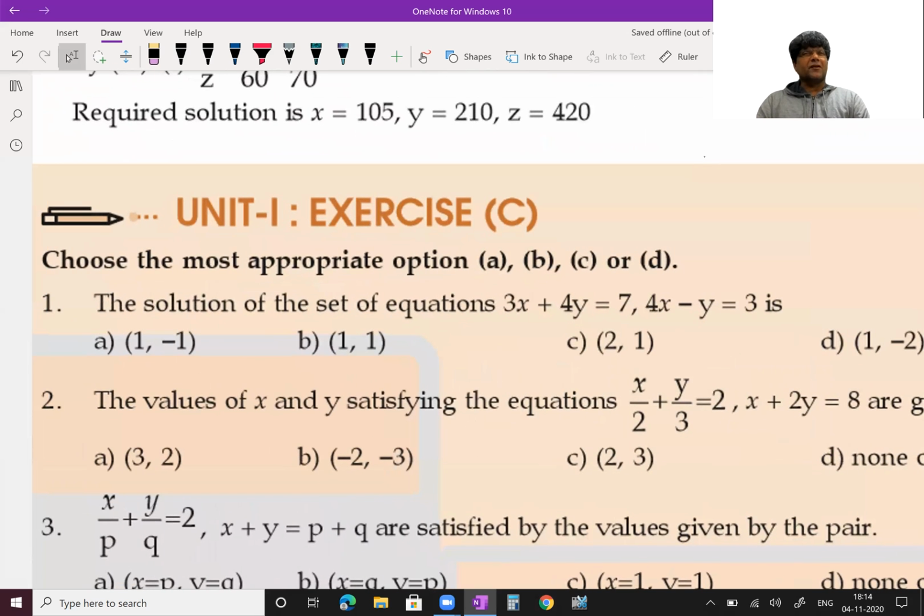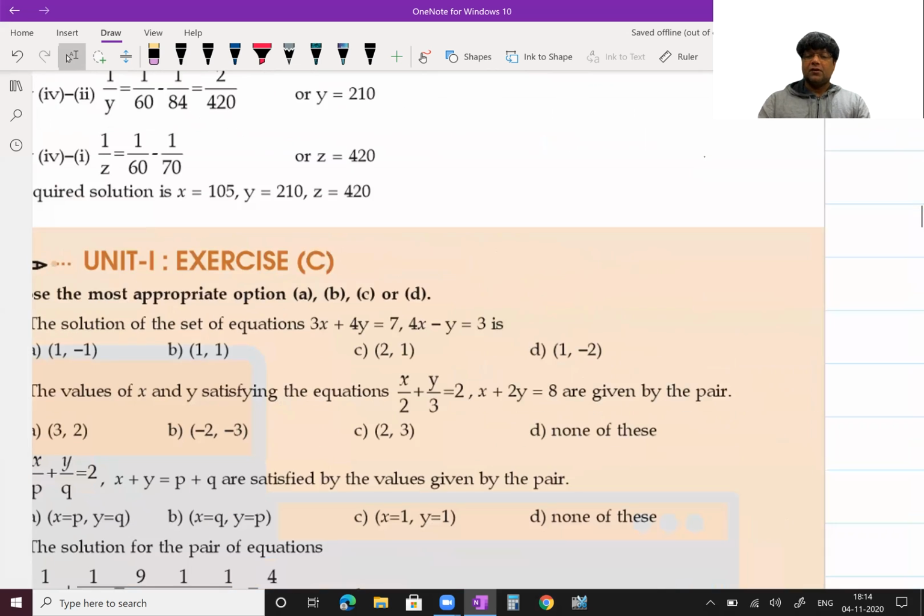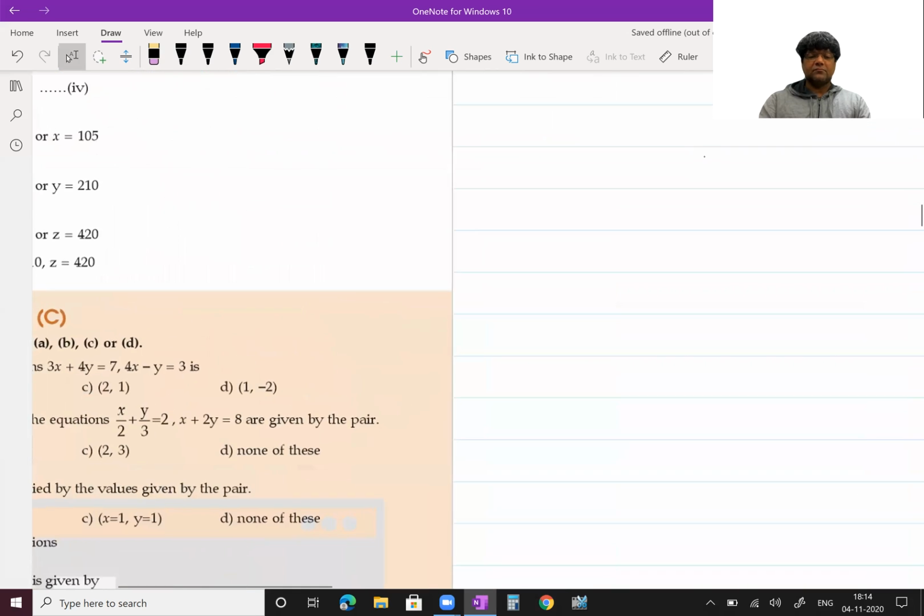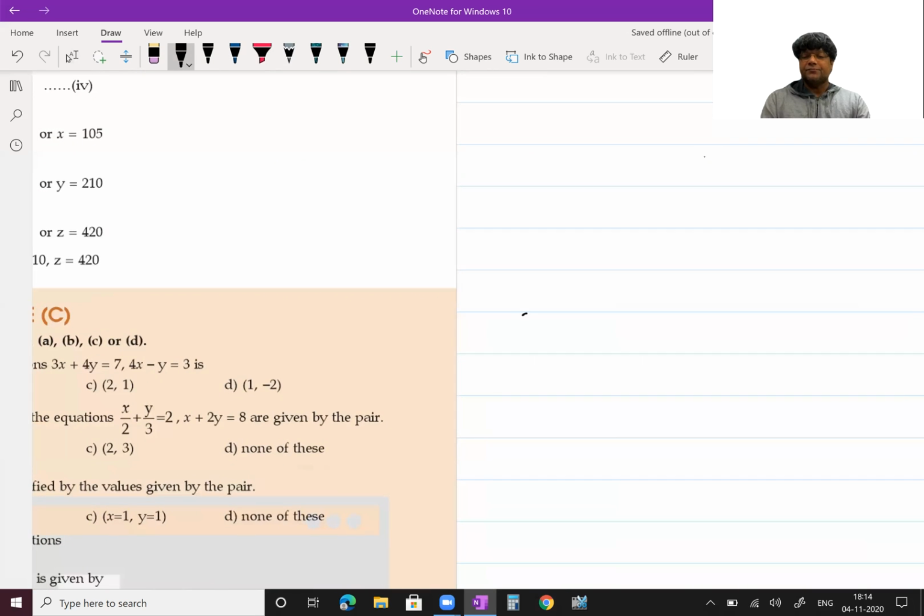either you can solve it originally like you did in class 7. If you want me to do, I think, okay, let's see. 3x plus 4y is equal to 7. 4x minus y is equal to 3.